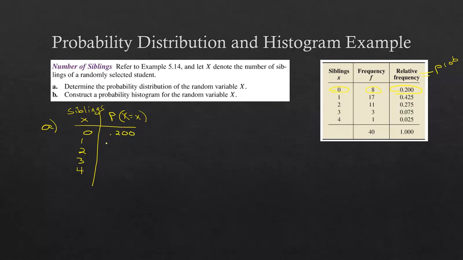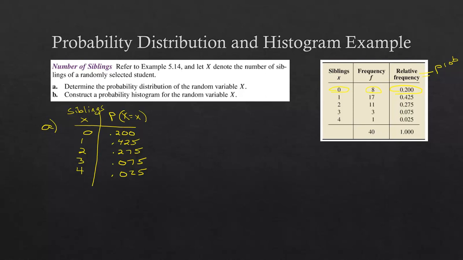What is the probability that x equals 1? 0.425. What is the probability that x equals 2? 0.275. What is the probability that x equals 3? 0.075. And what is the probability that x equals 4? 0.025. If you notice, these are exactly the same as the relative frequency. We just plug them in, and this is called a probability distribution of the random variable x.